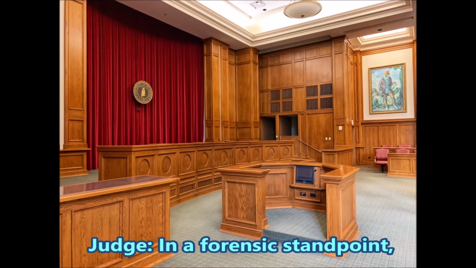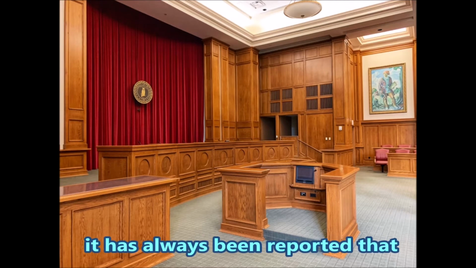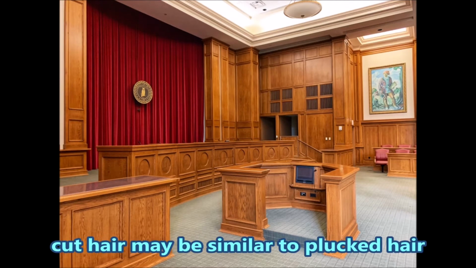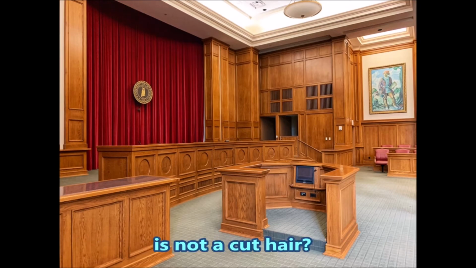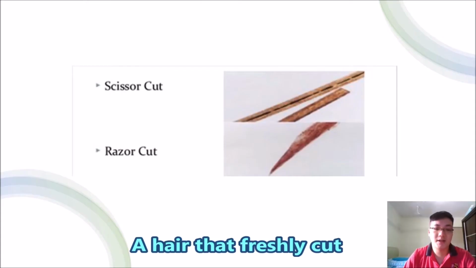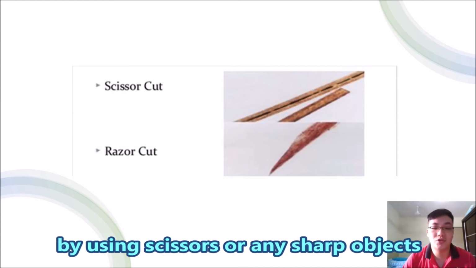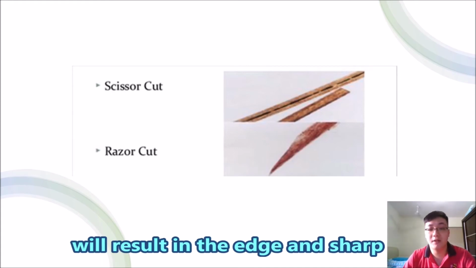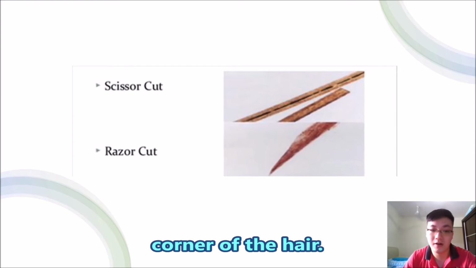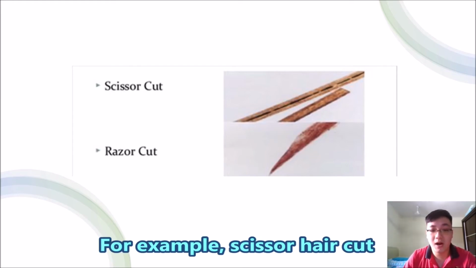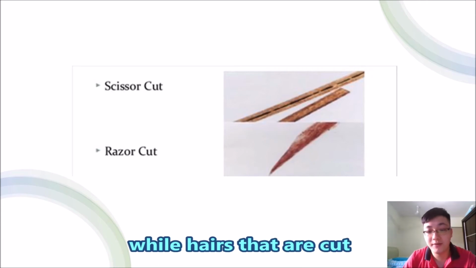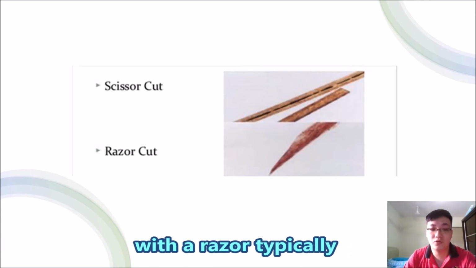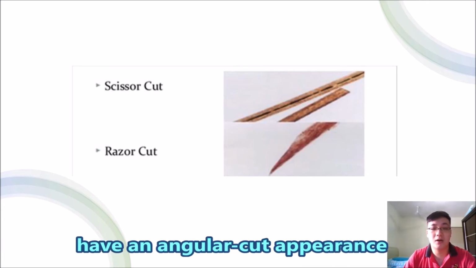From a forensic standpoint, it has always been reported that cut hair may be similar to plucked hair. So how would you prove that this is not cut hair? Hair that is freshly cut using scissors or any sharp object will result in a sharp edge or corner on the hair. For example, a scissor hair cut results in a shaved or squared cut appearance, while hairs cut with a razor typically have an angular cut appearance.